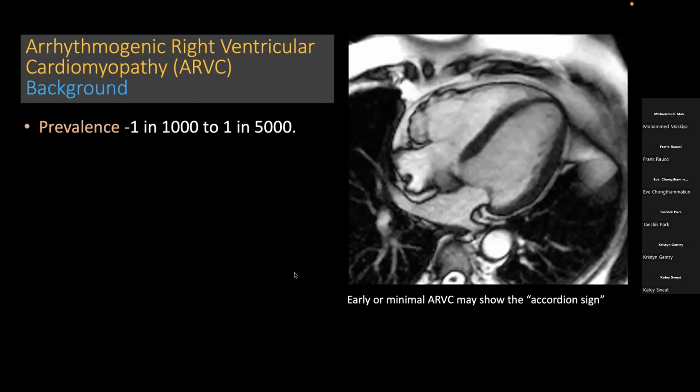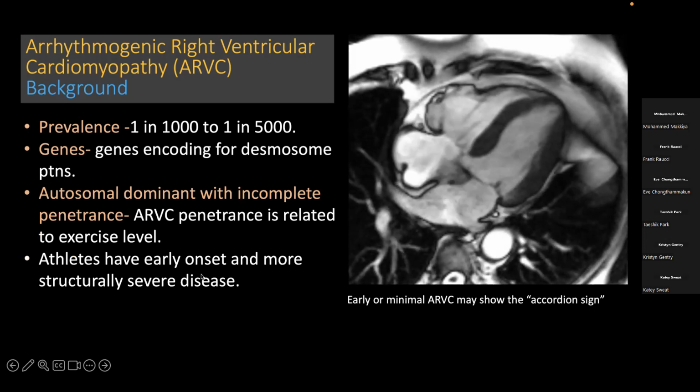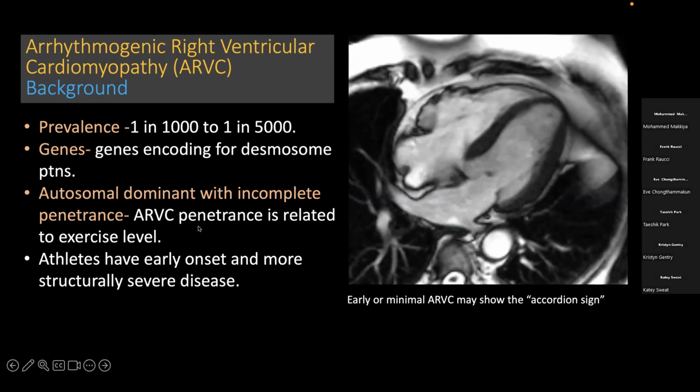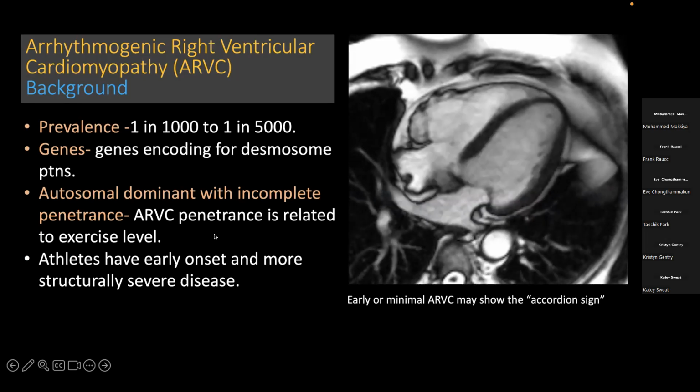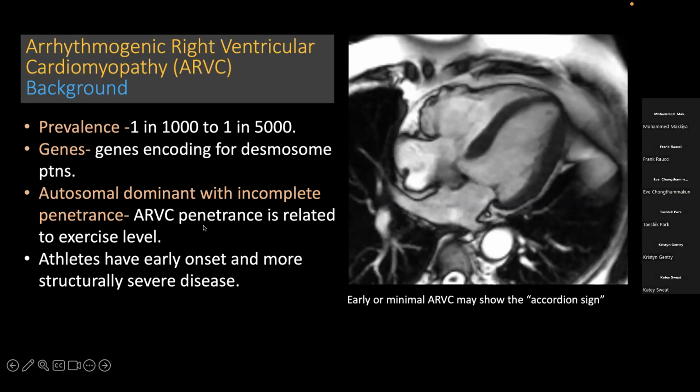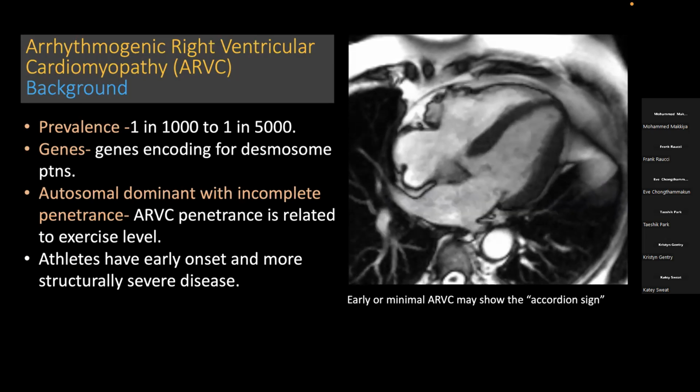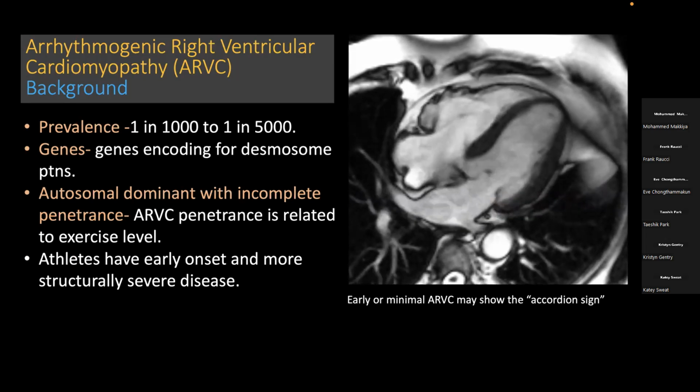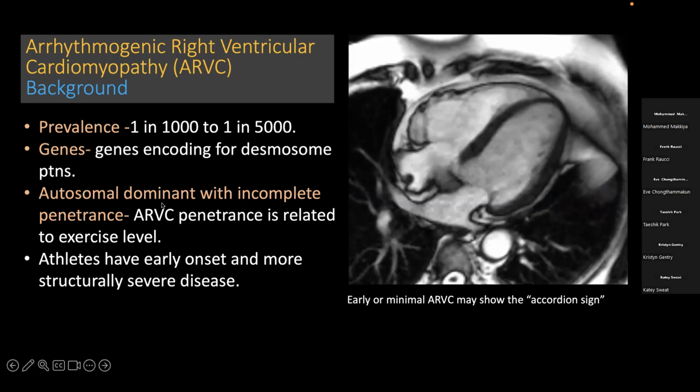So ARVC, the prevalence is 1 in 1,000 to 5,000. It's usually affecting the genes encoding for the desmosomes, which mediate intercellular communication. That's why most of those patients may present with electrical abnormality, like arrhythmias, because there is disruption of the intercellular communication. It is autosomal dominant with incomplete penetrance. They may not manifest unless the patient exercises or has a really severe exercise burden. So it is correlated with the level of exercise, and that's what we mean by incomplete penetrance.